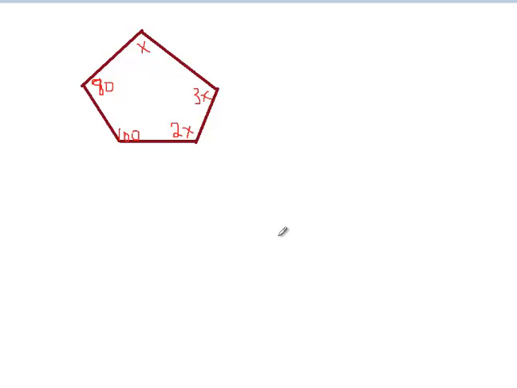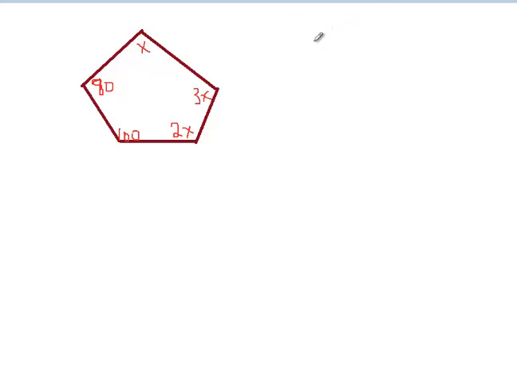Well, the one thing they expect you to be able to do in a course like this is understand how to set these up in terms of algebraic equations. First thing you have to know is, okay, what's the relationship between them? And you know that all the angles in a pentagon have to add up to 540.